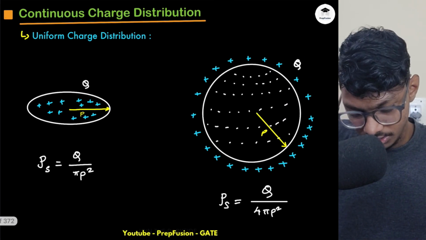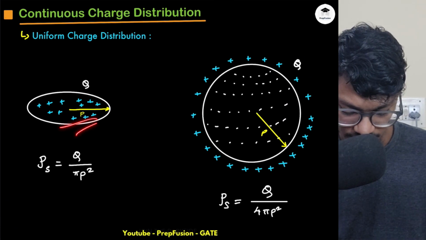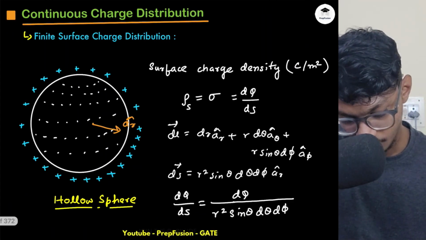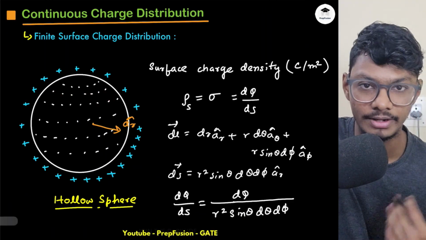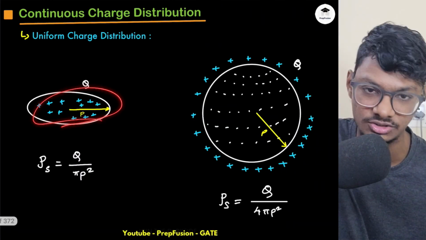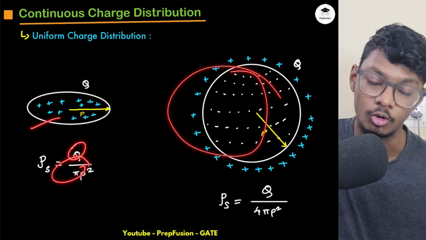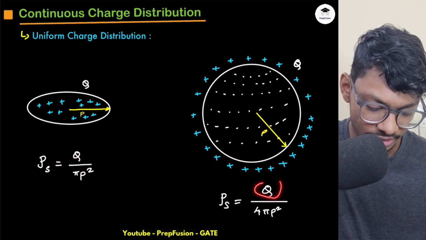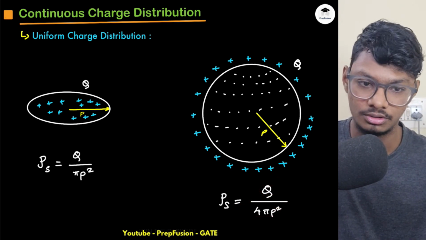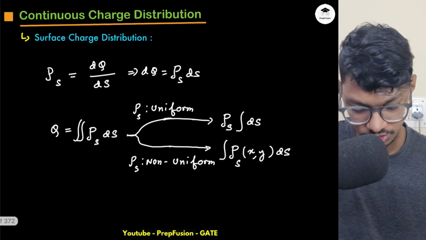So for uniform charge distributions, and this is not for non-uniform charge distribution, both for uniform and non-uniform. Now if the disk is uniform, I can simply divide the total charge by the area of the disk. If the hollow sphere is uniform, I can simply divide the total charge by the area of the particular hollow sphere. So there can be two cases.